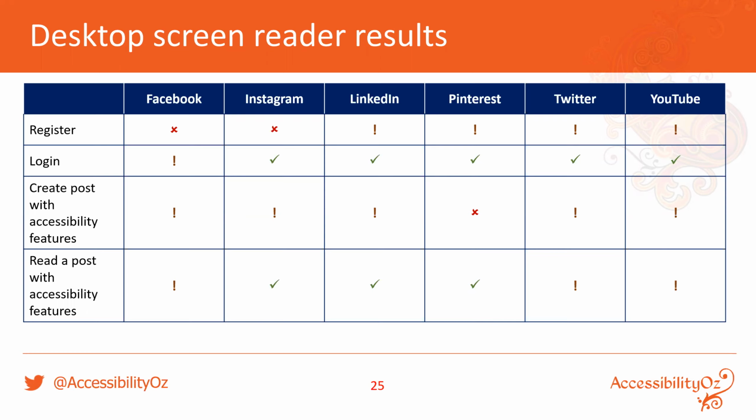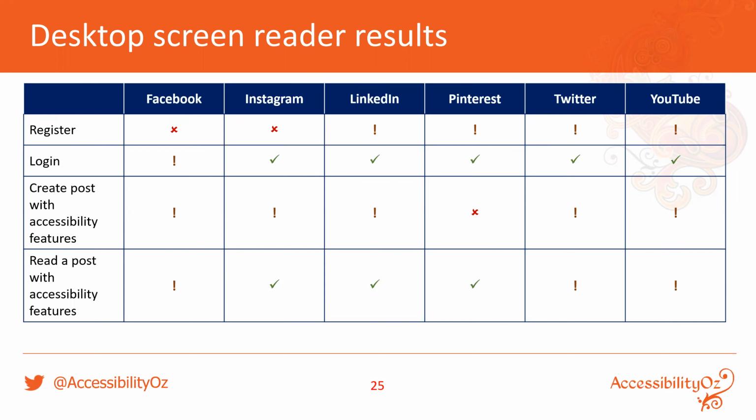Now, Raf is an expert screen reader user, and he looks at the code and can figure out a way of doing things. But if there's an exclamation point, it probably means that novice screen reader users are not going to be able to undertake that task. And then there's a pass. And so these are just the desktop results.